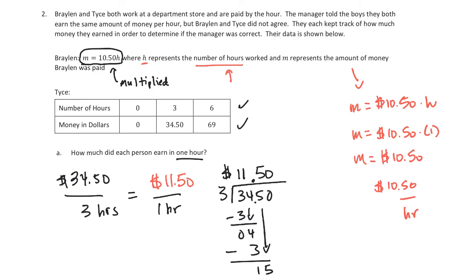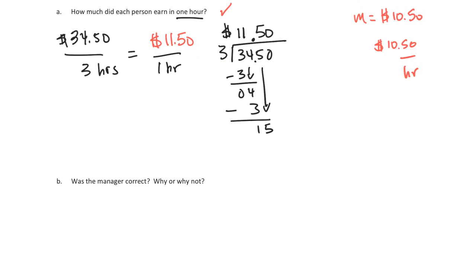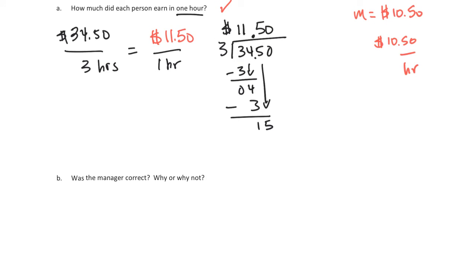So how much does each person make? We've just done that in the A part. And now, is the manager correct? Well, one person makes $11.50. The other person makes $10.50. So the answer is no.